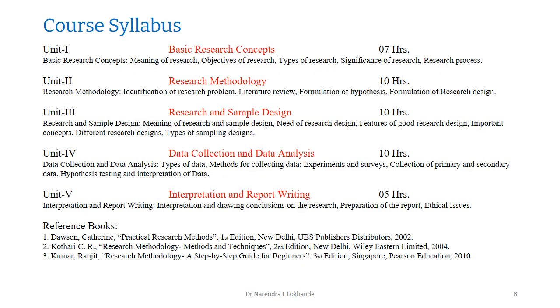Unit 2 deals with research methodology, in which we are going to identify a research problem, then see what a literature review is and how we can perform it, and how we can formulate a hypothesis, and the formulation of research design. Then Unit 3 consists of research and sample design: the meaning of research and sample design, why we need a research design, the features of a good research design, important concepts, different research designs, and the types of sampling designs that we are going to cover in Unit 3.